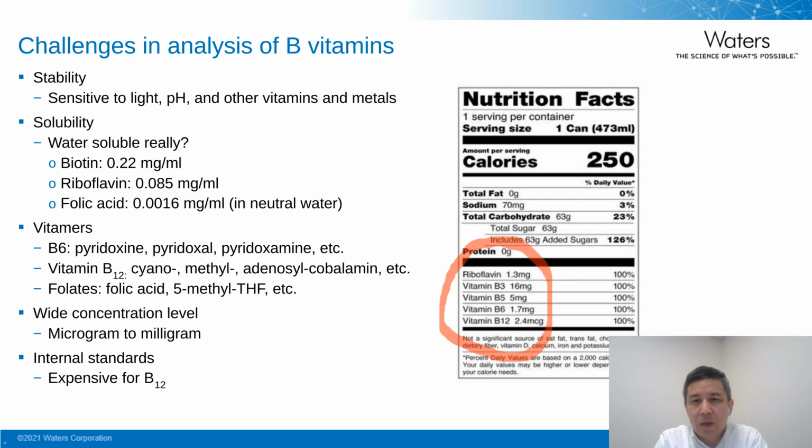And these B vitamins have many forms. Some of them have more than 100 forms existing in natural products. So it's very challenging to analyze and extract these vitamins from the sample. They exist in a wide range of concentration levels, from micrograms to milligrams per serving. And some of the internal standards are very expensive to obtain.